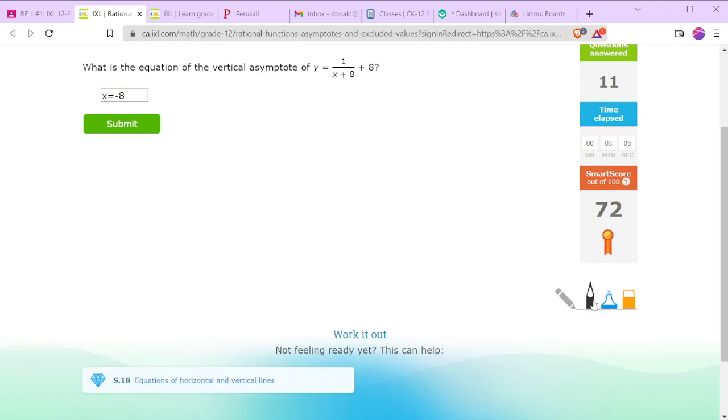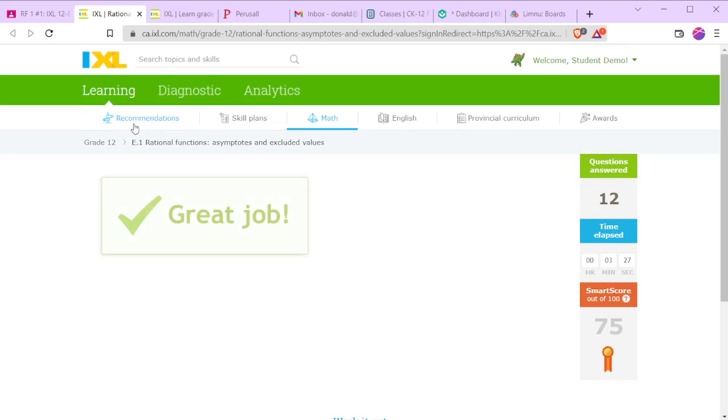Right, so if we do that with a scratch pad, we'll leave it as black. If we have x plus 8 equals 0, then x equals -8. But we're actually looking at the inequalities here. But that's the value of our vertical asymptote.